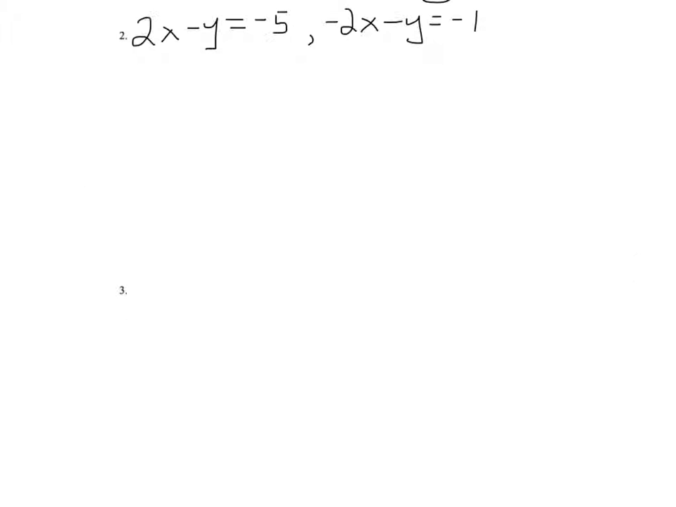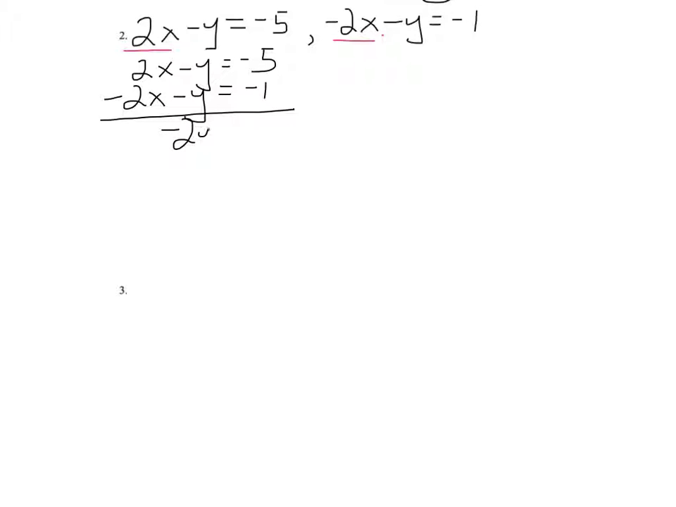Next, number 2. For the second equation, I recognize I have a positive 2x in my first equation, a negative 2x in my second equation. So if I combine these two equations, I will get rid of my x. I get negative 2y equals negative 6. I now divide each side by negative 2. I get y is 3.